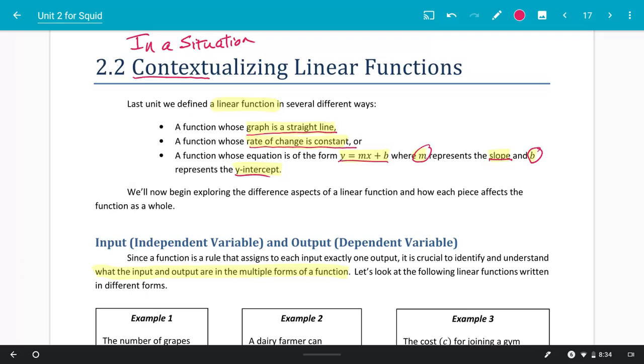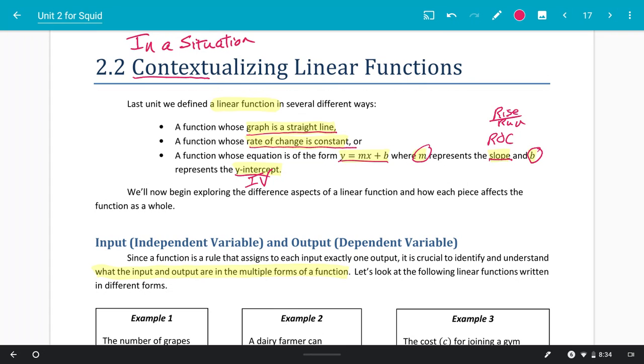Somebody give me another name for slope. Come on, quick. Rate of change. Rise over run. Both good ones. Okay. Give me another name for y-intercept. Come on. Initial value. Initial value or the constant.